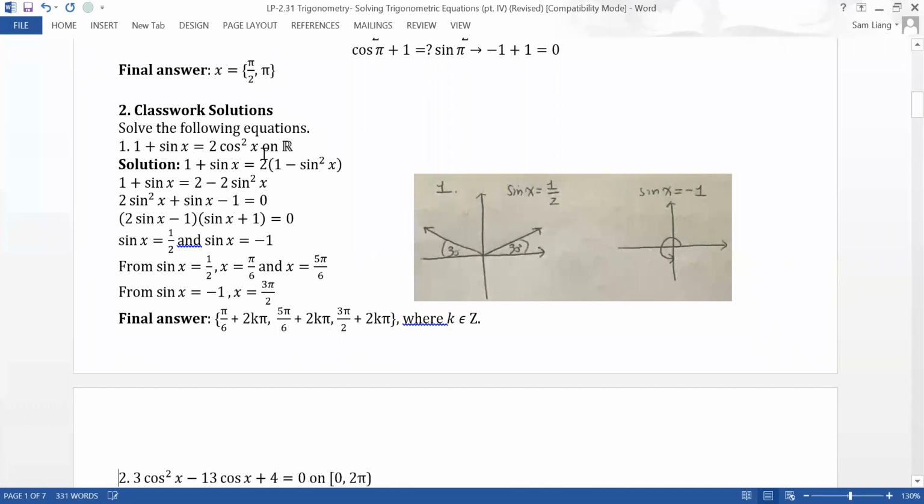After that, I made each part of the equation equal to 0 because of the zero product property, which would get us sine of x is equal to half and sine of x is equal to -1, which could then be converted to pi over 6 and 5 pi over 6. And for the next one, sine of x equal to -1 is equal to 3 pi over 2. Good.